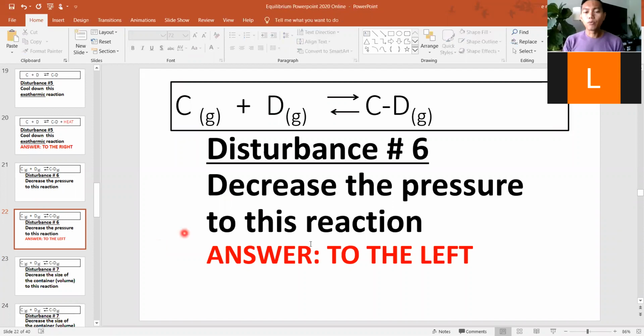So the rationale for it is by decreasing the pressure, there must be an increase in volume. And if there's an increase in volume, there's space to be filled up. And what we can do is occupy that space with the side of the reaction where there's more gases available for us. So they can take over that space and reestablish equilibrium.